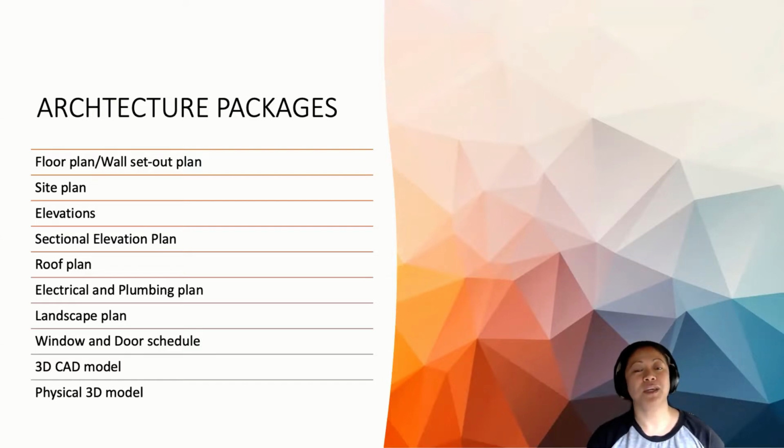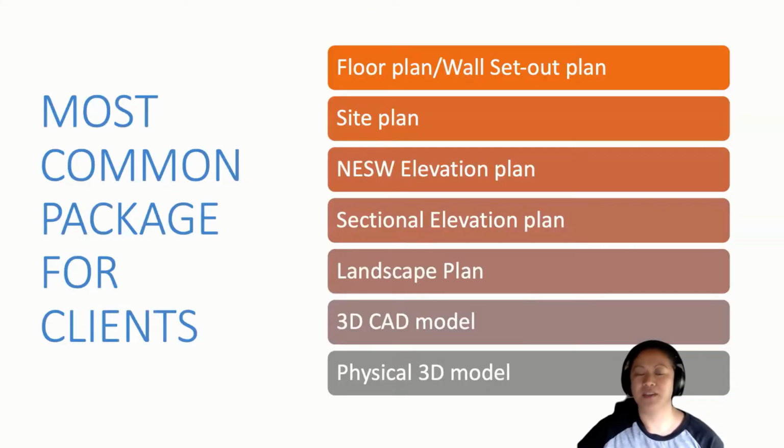This can also be in the form of a physical model that you can turn around, see, touch, feel, which is something that a lot of people do these days. Okay, so the most common package that you'll find out there is the following. You're looking at floor plans, site plans, north, east, south, west elevations, sectional elevations, landscape plans, and of course your models.